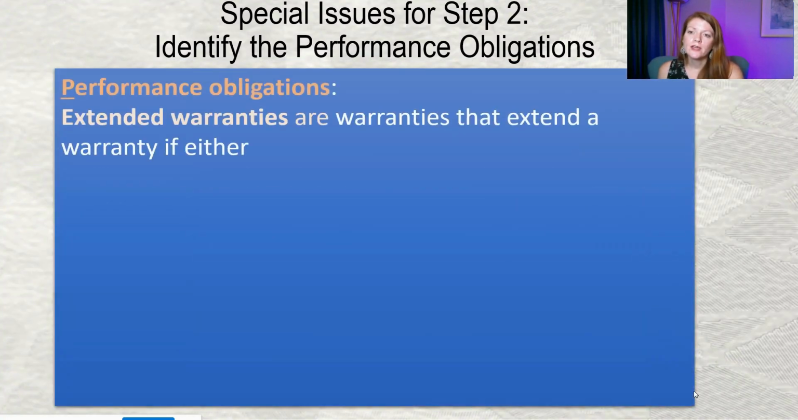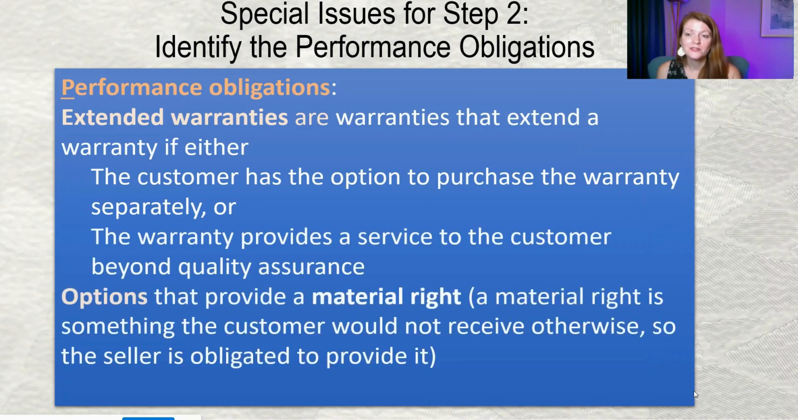So let's look at what does count. Oh, I forgot, the next slide said extended warranties. I jumped ahead. I must have felt very adamant about what I was going to say. Extended warranties are the warranties that extend even after the warranty that comes with the product. That was optional for the customer, and it can provide quality assurance beyond what just the regular quality warranty would. Options that provide a material right.